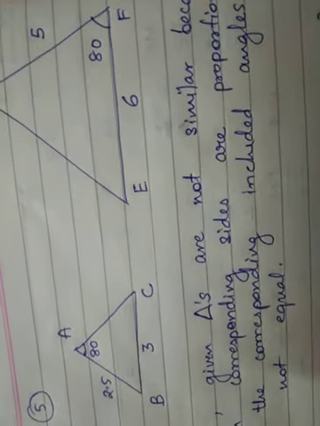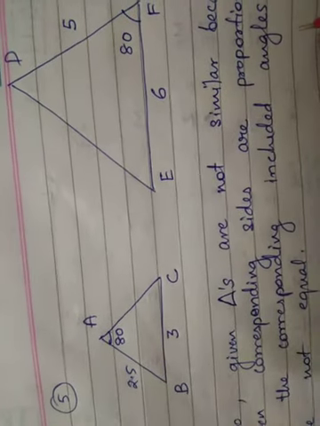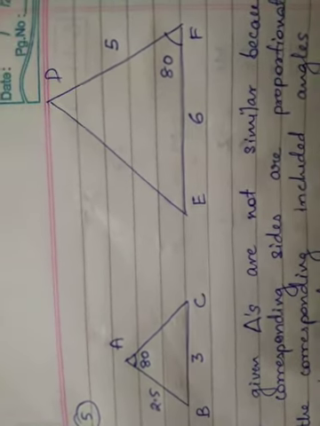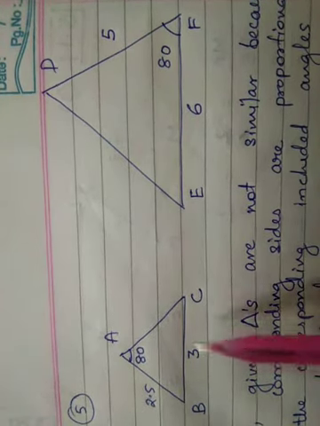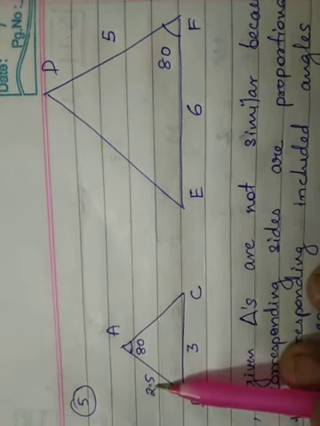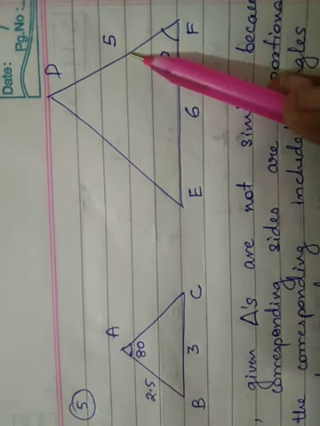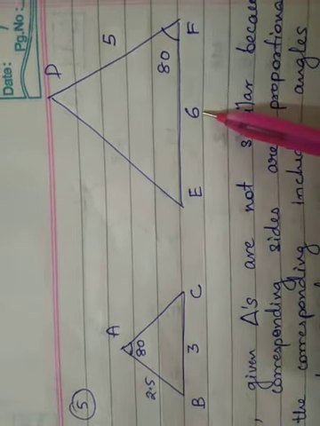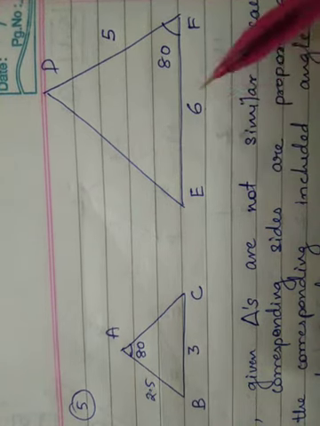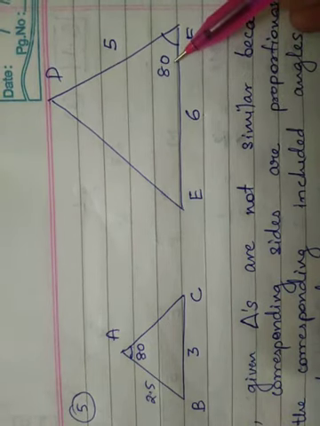Now let us go to the next question, that is question number 5. Again, they have given us two triangles and they are asking whether the two triangles are similar or not. Let us think of taking the ratio. 2.5, I take a ratio with 5. So 2.5 upon 5 will give me 1 upon 2. 3 upon 6 will also give me 1 upon 2. And between the two corresponding sides, the angle is 80.